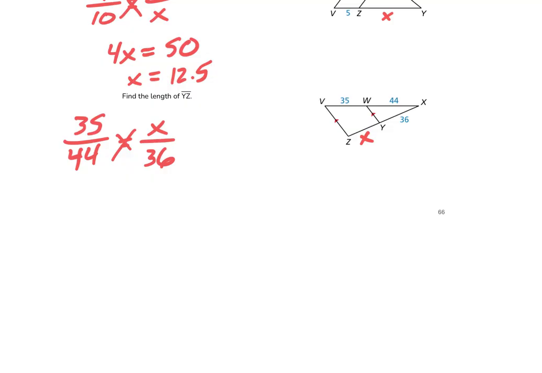And here's what I'll tell you. You don't have to write out everything here. If you simply want to take 36 times 35 and then divide it by 44, I would like to see this at the very least, especially on a test, so I can see what proportion you set up to see if you set it up correctly. But then you can probably just use your calculator from here. 36 times 35 divided by 44.